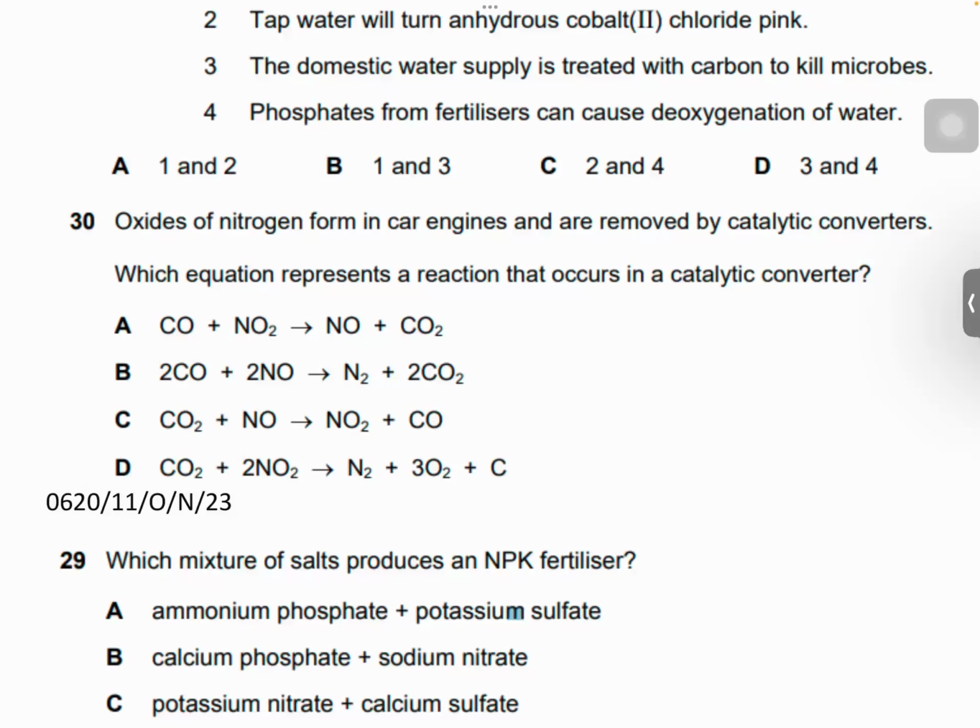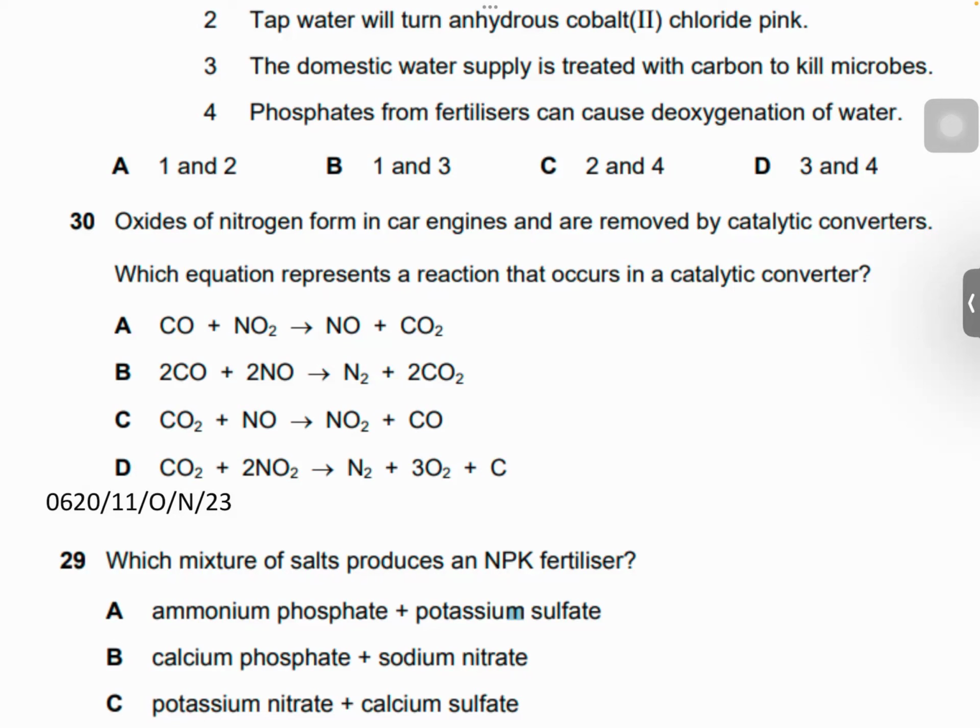Number 30. Can you tell me question number 30 that we did right now? This is a good question. Now I am going to check your IQ level. We just did this question. Can anyone tell me this? B? Yes. B for ball. Exactly.